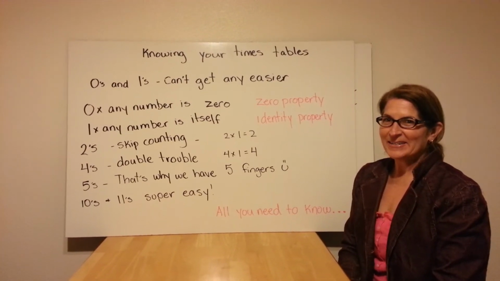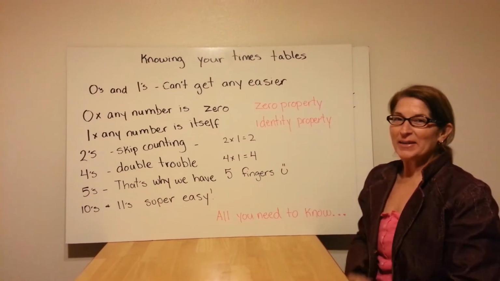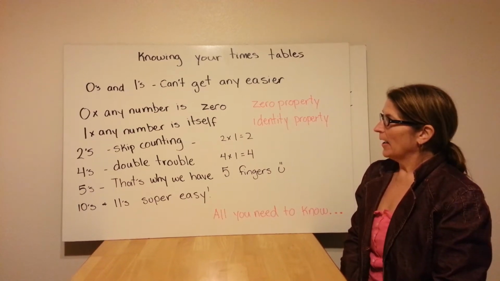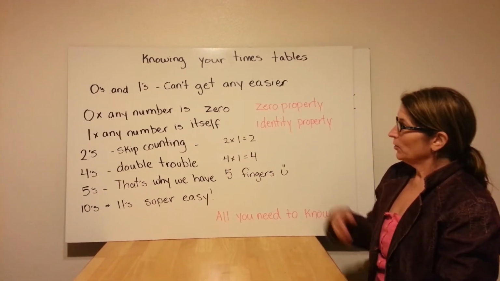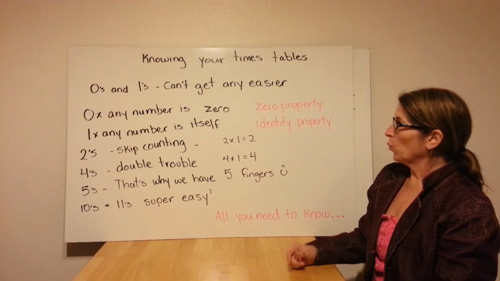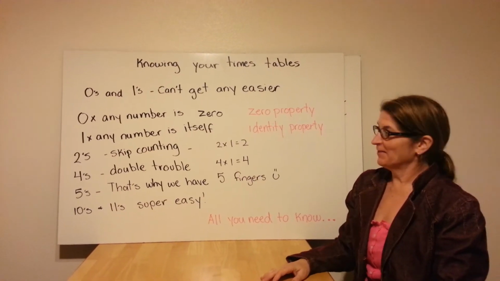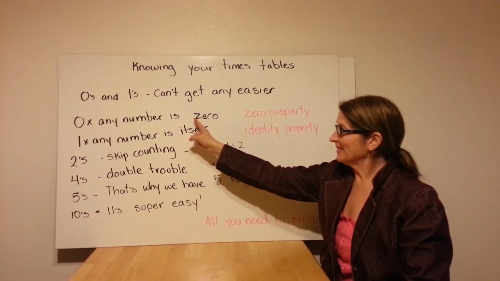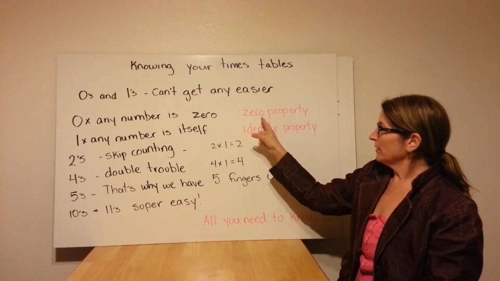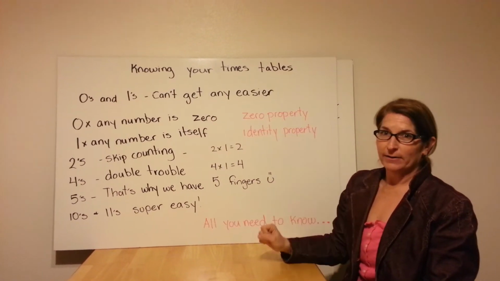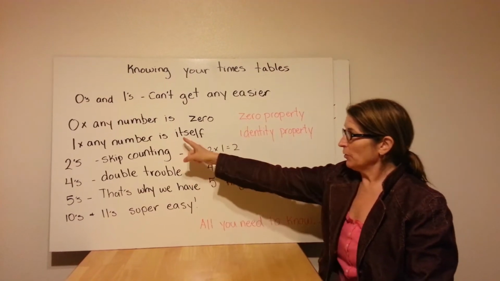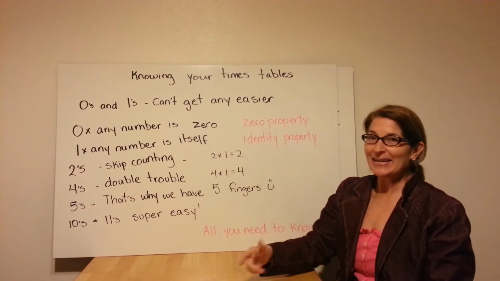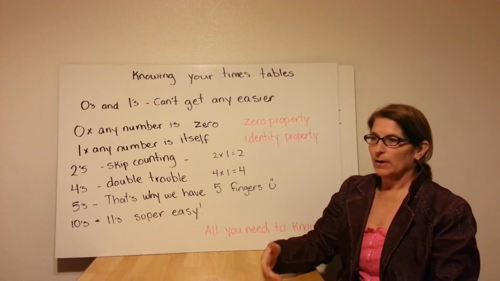Hi everybody! Today we're going to talk about knowing your times tables. And you already know your zeros and ones. We can't get any easier than that. Because 0 times any number is 0. And that's called the zero property. Okay? And you know that 1 times any number is itself.